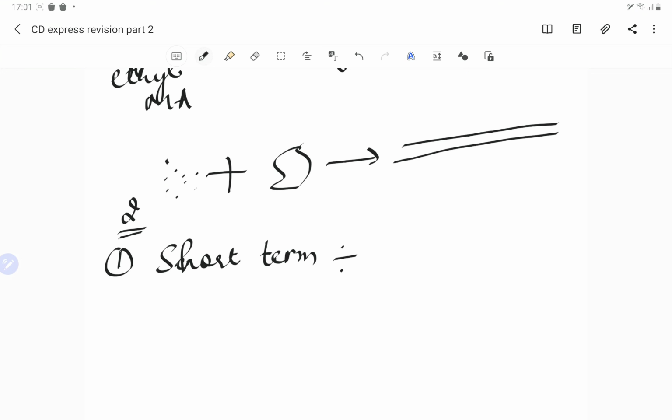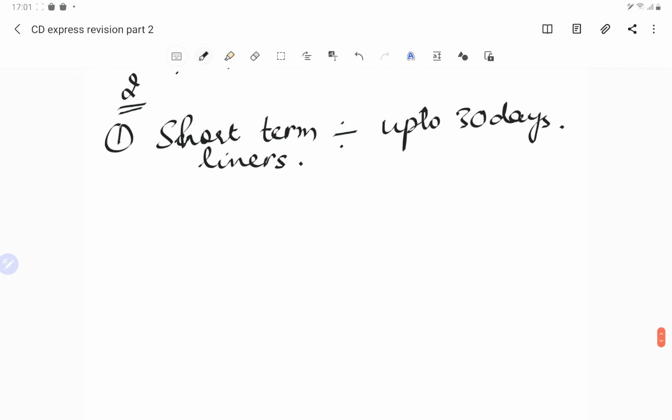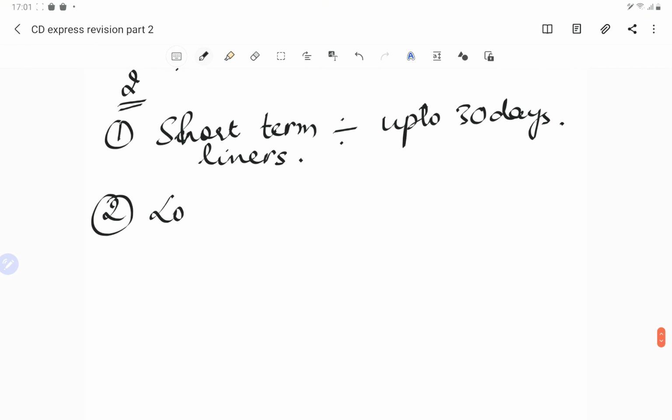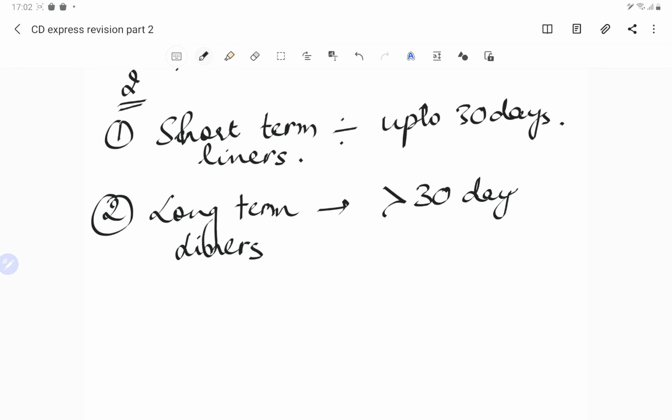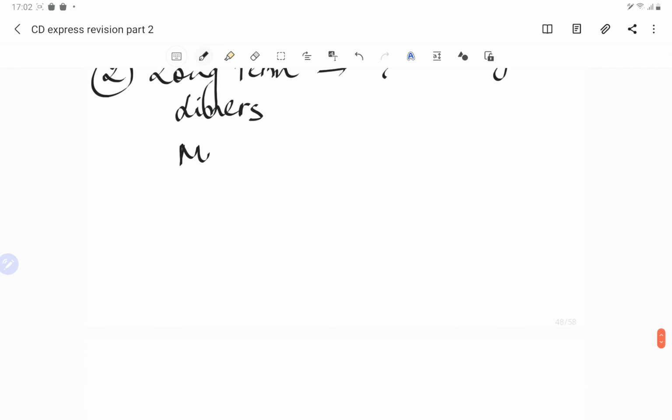These short term liners intraorally can stay up to 30 days, that means up to 1 month. But the long term liners are used for long term purpose. So they can stay more than 30 days intraorally. And the tissue conditioner which is applied on the denture base should have a minimum thickness of 1.5 millimeters.